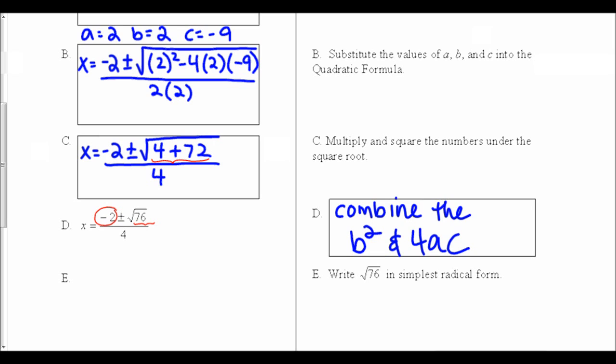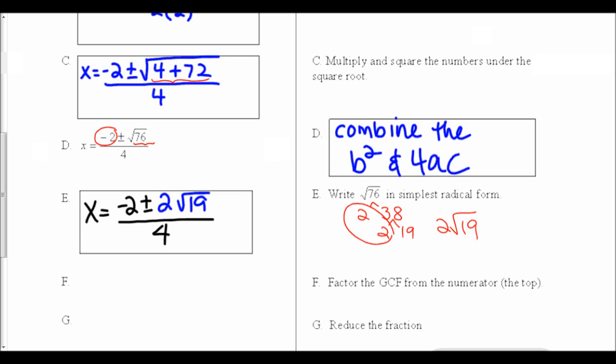In step E, I need to write the square root of 76 in simplest radical form. So I'm going to try and break down 76. What can 76 factor into? Well, 2 goes into 76 38 times. 2 goes into 38 19 times. So I can take a 2 out, and I'd still have a 19 left inside. So now I rewrite this as negative 2 plus or minus 2 square roots of 19 all over 4.